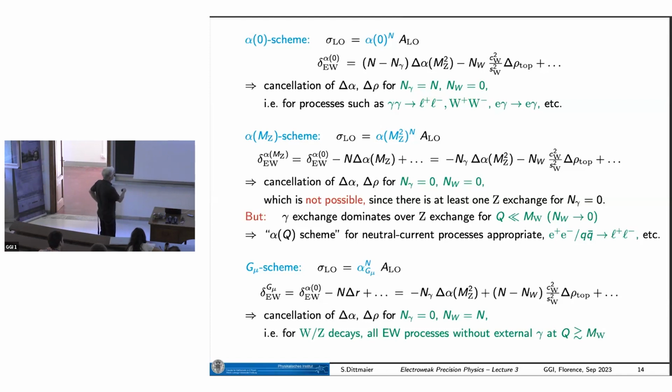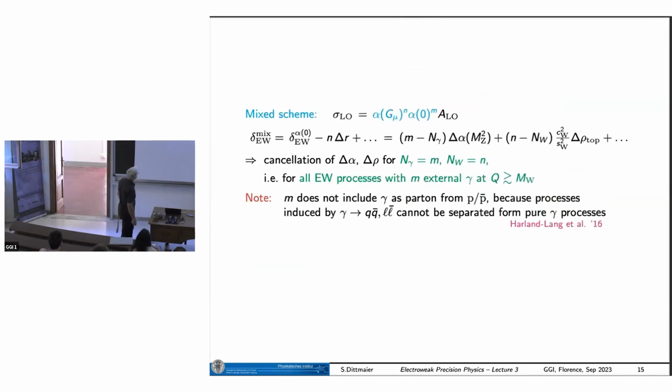That means, for example, for W or Z decays, or all electroweak processes which have no external photons and are not dominated by photons, are described ideally by the G mu scheme. Then the universal corrections are 0. So there might also be mixed cases where I just take different alphas with different powers here, and this gives me yet another possibility to adjust this lowercase n and m in such a way that the universal corrections are 0.